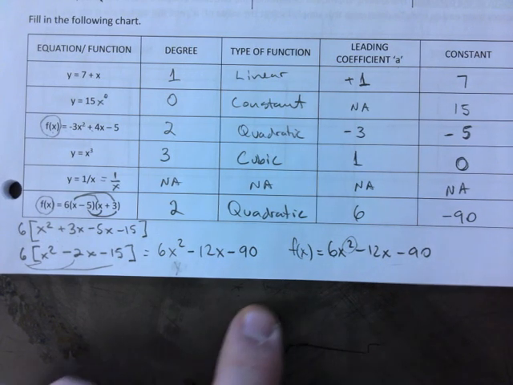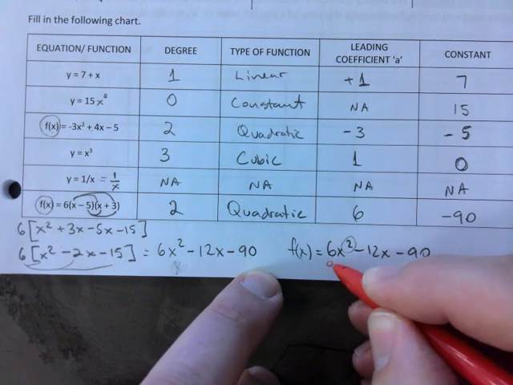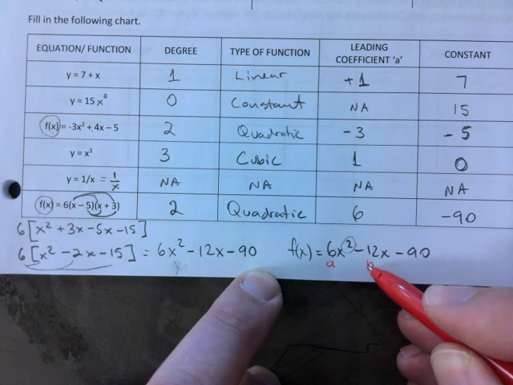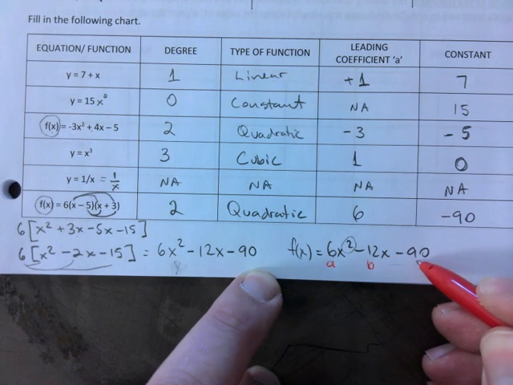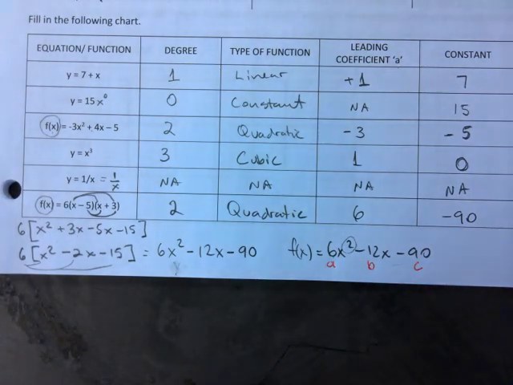Okay. And maybe I'm going to do that just to introduce it to you already, right? So the 6 is what we would consider A. The negative 12 is what we would consider B. And C is just that negative 90. It's just the numbers. It's not the variables, okay? Sometimes when I ask what is A, some students write down 6x squared, and it's not right. It's just the 6, right? So the letters refer to the numbers only. All right.